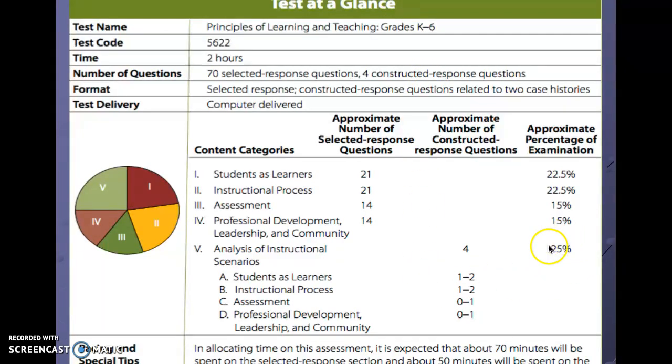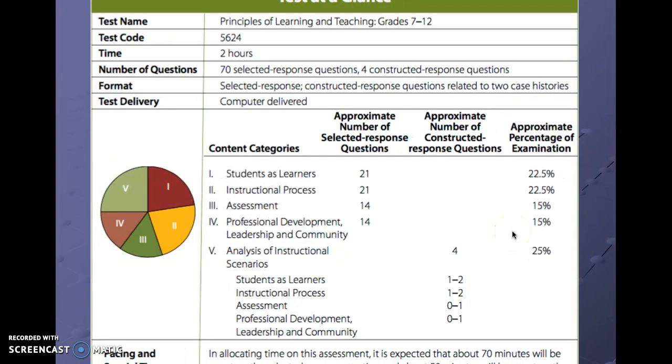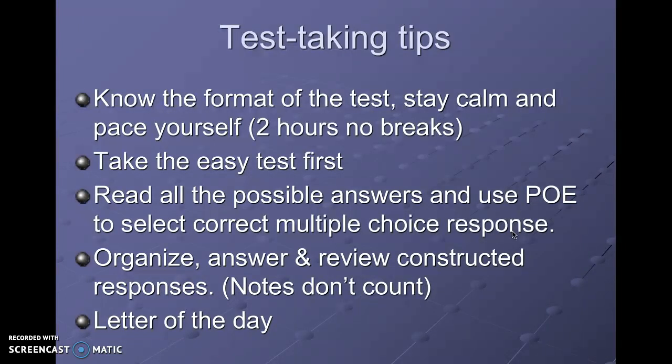A quarter of the questions are going to be the constructed response, that is looking at, most particularly, students as learners and the instructional process, but also a little bit of assessment and professional development. Likewise, students as learners and instructional process are given more weight in the multiple choice questions, and then assessment and professional development and leadership are given a little bit less. You'll see it's the same exact thing for the 7 to 12, but again, check your test before you take it.